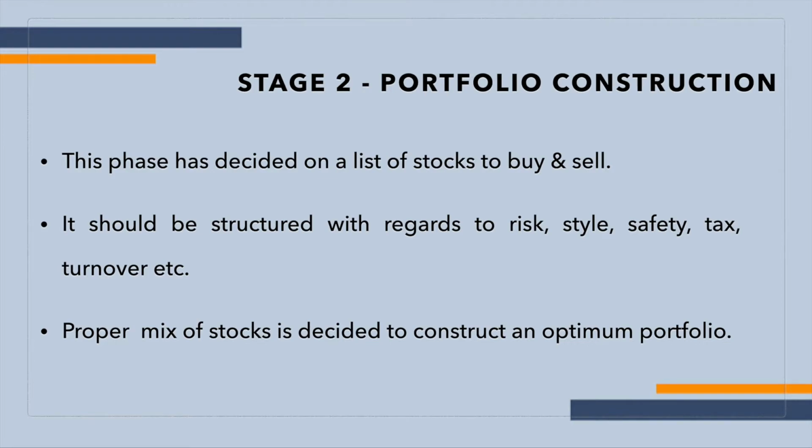So based on these criteria, I will be shortlisting a few stocks. So a proper mix of stocks is decided to construct an optimum portfolio. Optimum means maximum beneficial portfolio. Nobody makes a list of things after much research to face any kind of loss, correct? So therefore, I'm going to construct a proper portfolio that would be the most profitable.